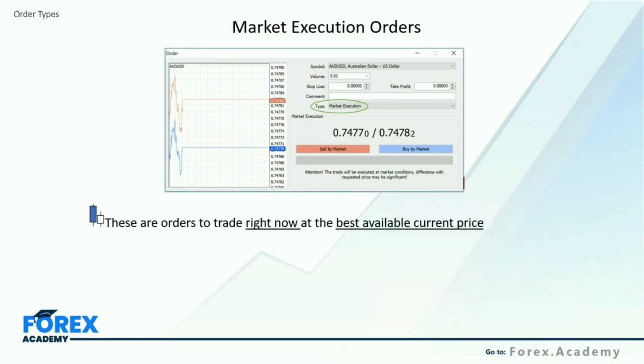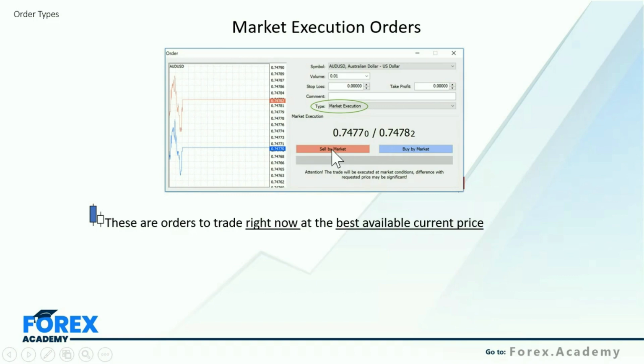So these are orders that trade right now at the best available current price. So we can see currently up on screen, if we were looking to buy what happens to be the Aussie dollar, we'd be looking to buy it at a price of 0.7478. And we largely look to the fourth decimal place when we're trading currency. The same also applies if we're looking to sell the market. We'd actually be selling this market at 0.7477. And the idea behind the market execution is that we'd have to use that kind of order to get into that market straight away.